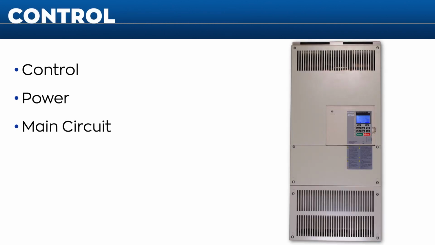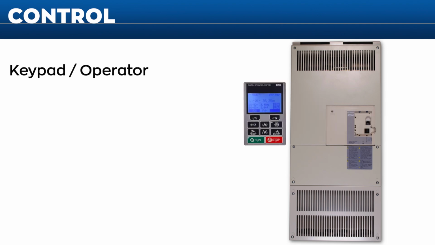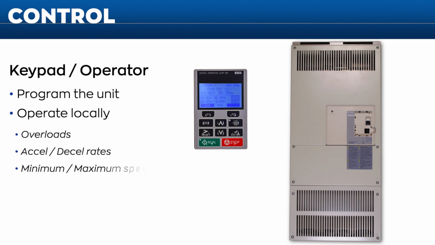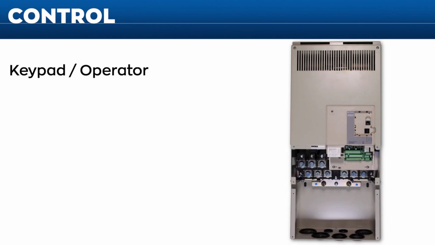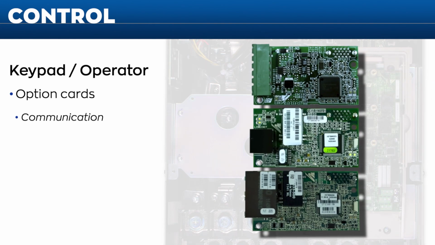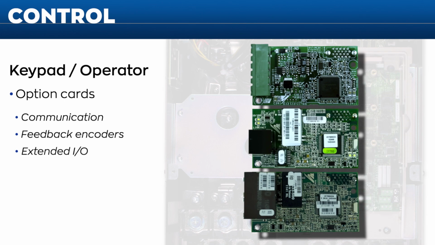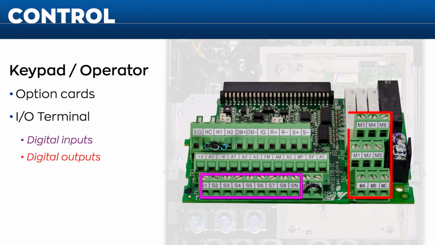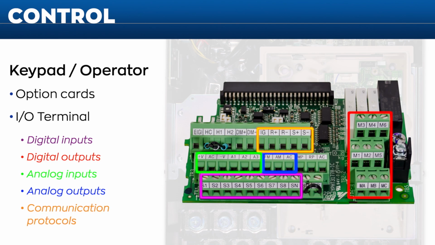We'll start with control. For most drives, the operator uses a digital keypad to program the unit for the given application, and in some cases, to operate the drive locally via the keypad. Things like overloads, accel and decel rates, minimum and maximum speed, and many other parameters can all be set through the keypad. For a user looking for some more advanced setups, there are option cards that can be added which include communication options, feedback encoders, and extended inputs and outputs. For controlling purposes, the user can wire into the digital inputs and outputs and analog inputs and outputs. The I/O terminals also support some communication protocols.